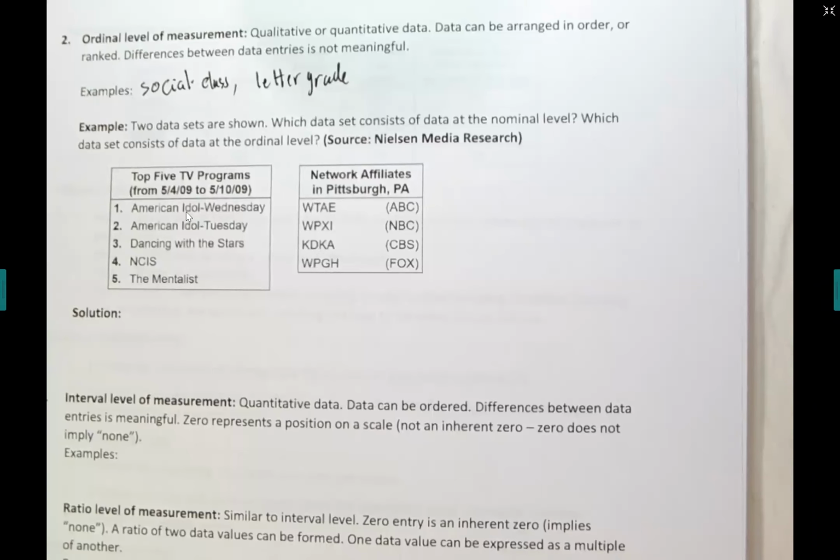American Idol Wednesday, American Idol Tuesday, Dancing with the Stars, NCIS, and The Mentalist.